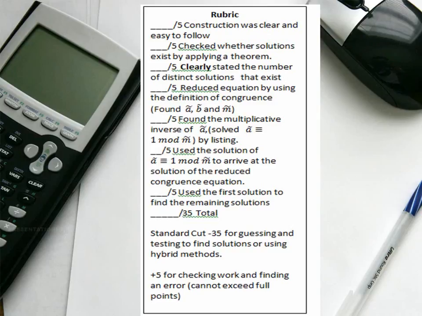Then whether the solutions exist, make sure that D divides B. Clearly state the number of distinct solutions. Calculate the D and show that there are 3 solutions or 5 solutions, whatever there is. Reduce the equation by using the definition of congruence. That's the reduced moduli, A tilde, B tilde, and M tilde. Find the multiplicative inverse by solving A tilde x is 1 mod M tilde.